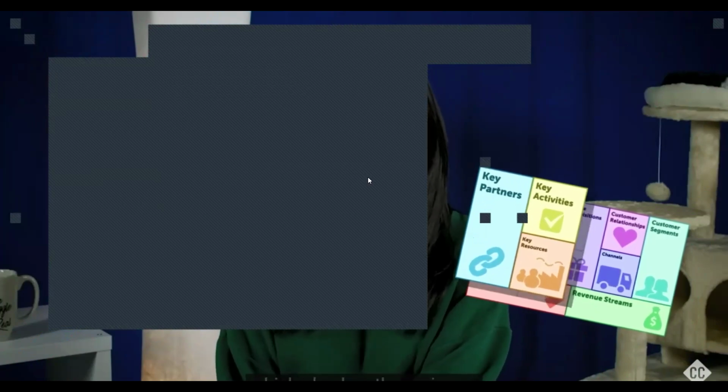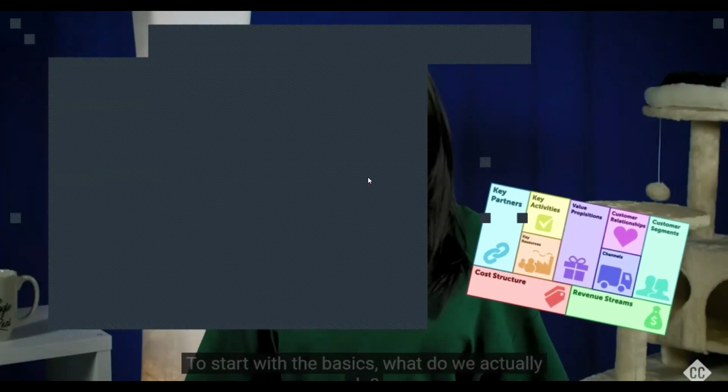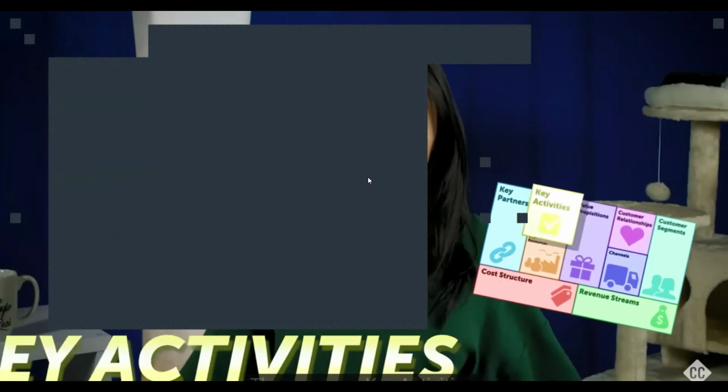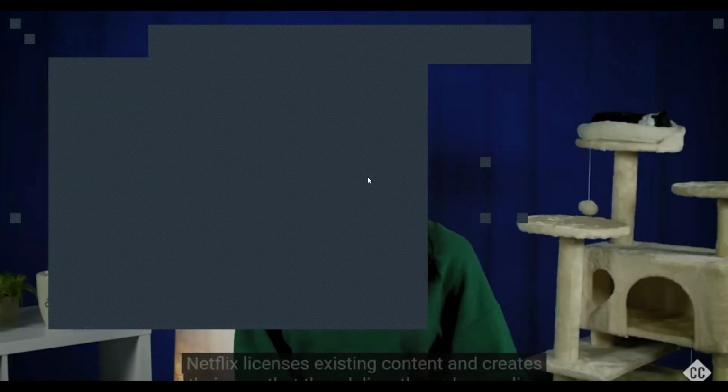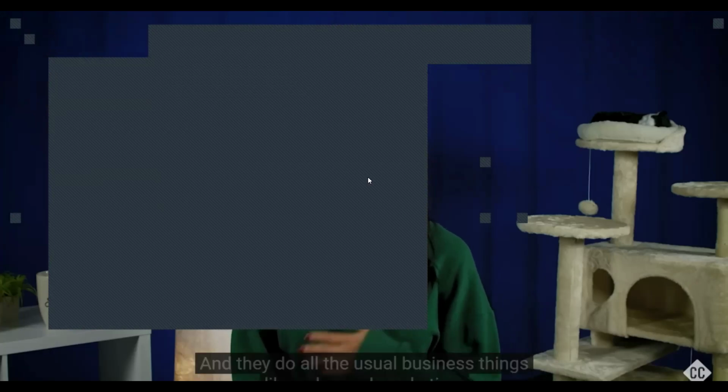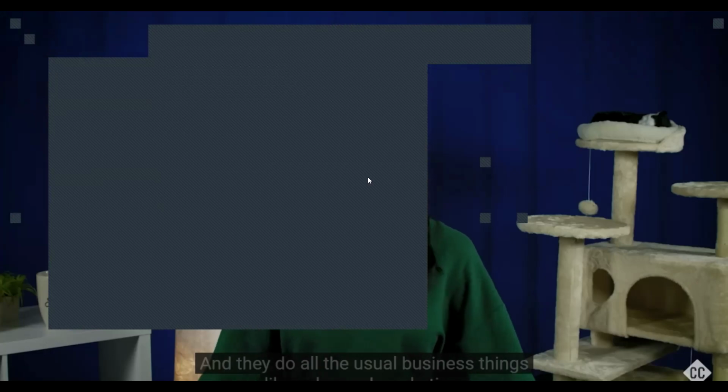also has 3 pieces. To start with the basics, what do we actually do? These are our key activities. Netflix licenses existing content and creates their own that they then deliver through an online platform. And they do all the usual business things like sales and marketing.